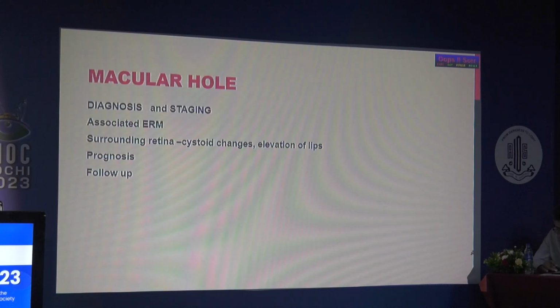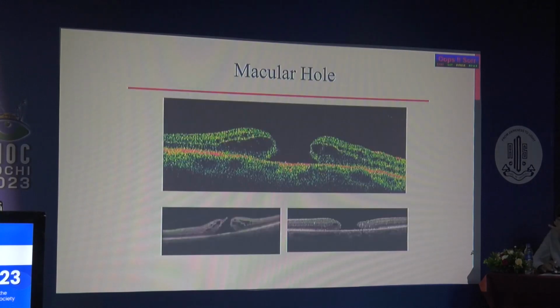Macular hole, of course, we are not going into detail. It is a diagnosis and staging, associated ERM, surrounding retina, cystoid changes and prognosis. We have the whole foveal factor and all those things will go a long way in deciding the surgery and about the prognosis that you will expect for the patient.